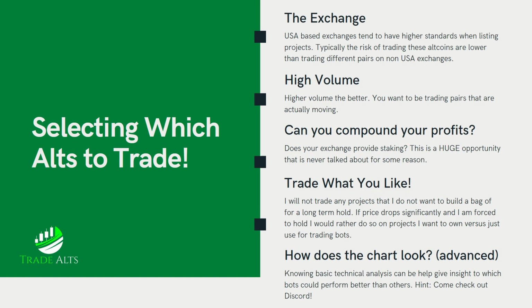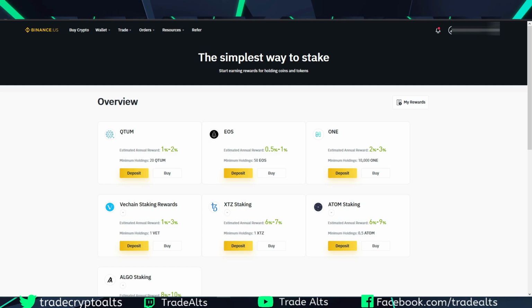So being listed on a certain exchange, the volume is decent, then this is a little bonus, and not many are going to meet this criteria, but it's a really nice bonus to have. Does the exchange that you use, which is why I recommend Binance and Binance US, provide staking? And this is really important. This is a huge opportunity that no one really talks about in terms of trading. A lot of people don't even address this when it comes to trading. But let me show you what I'm talking about. So I'm here on Binance US.